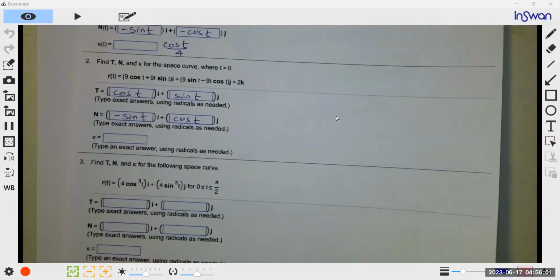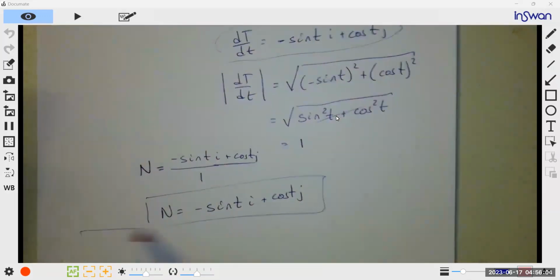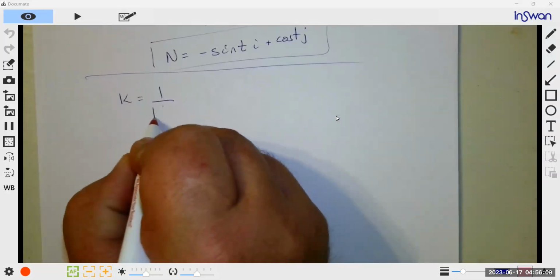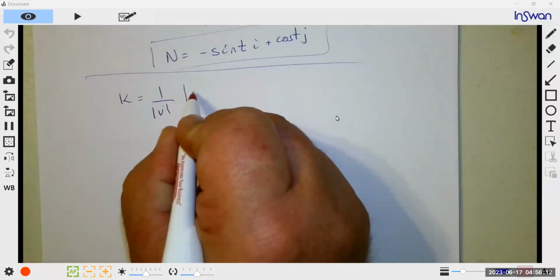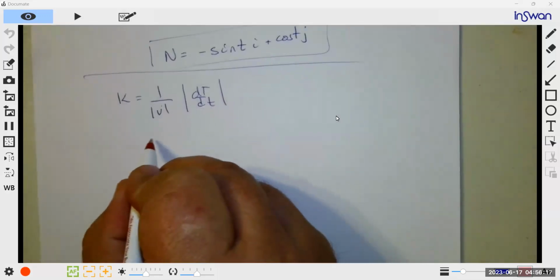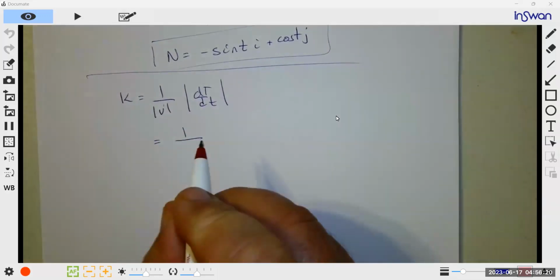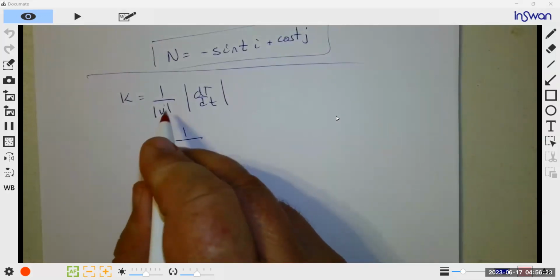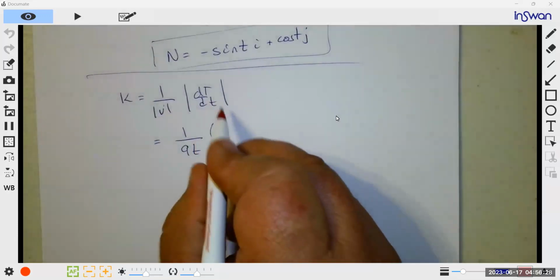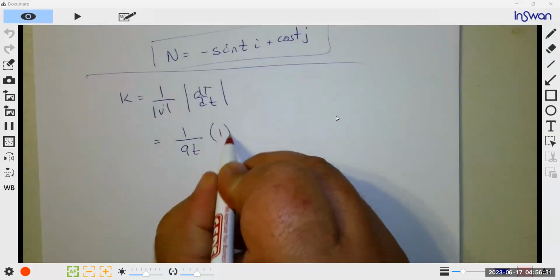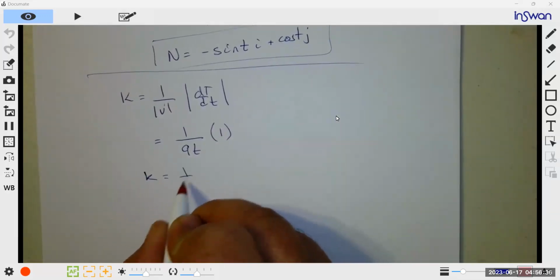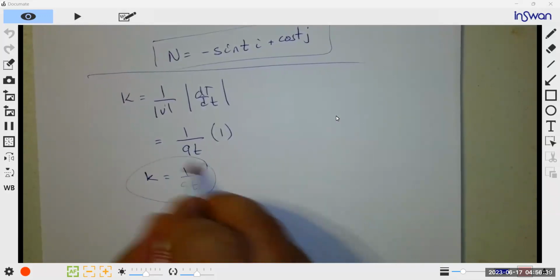Now we have to find K. One over the magnitude of v, times the magnitude of dT. The magnitude of v was 9t. The magnitude of the derivative was 1. So K is equal to 1 over 9t.